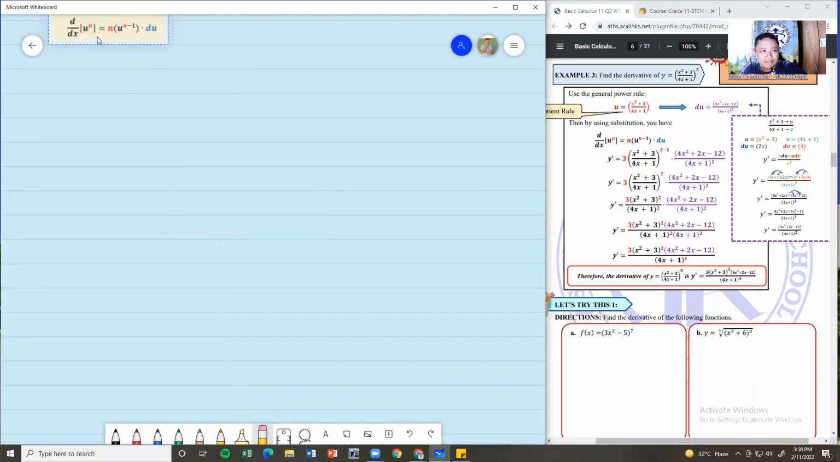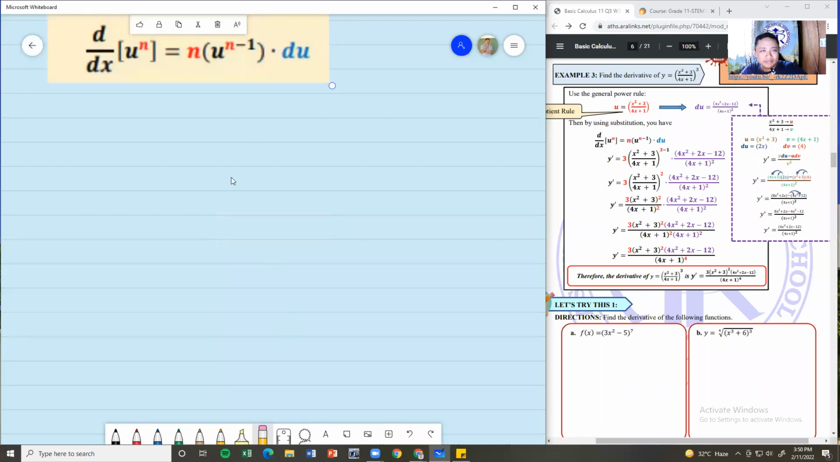Lagi natin ginagamit si general power rule kasi ito ang magsasalba sa atin from start till the end. Ready? Are you ready to experience how it is to be a college student solving long differentiations? Ready na? Eto na tayo, pero don't worry, this is just easy.